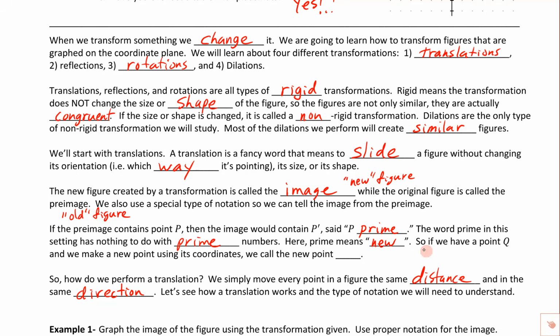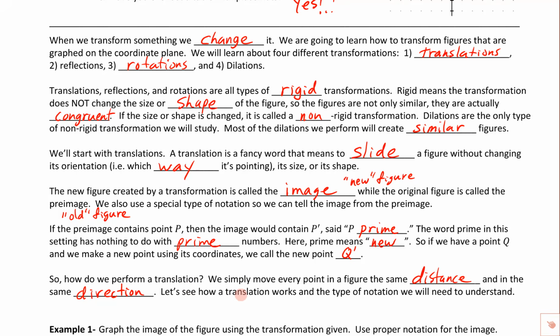Don't be surprised if you see that as a bonus question or something like that on a test. So if we had point Q and we made a new point using its coordinates, using some sort of transformation, we'd make a new point, and that point would be Q prime. So we just write a Q, capital Q, same letter, with a little mark above it, a little line above it, that little prime notation. So now we're ready to learn about a translation. So let's talk about how we perform a translation.